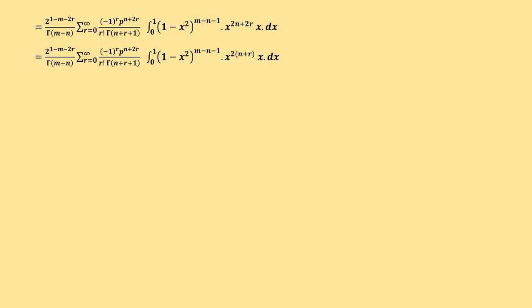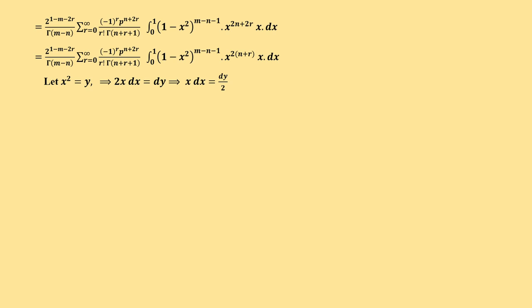That is equal to 2 power 1 minus m minus 2r by gamma(m minus n), summation r equals 0 to infinity, minus 1 power r, p power n plus 2r by r factorial gamma(n plus r plus 1), integral 0 to 1, 1 minus x square power m minus n minus 1 (2 is common), so x power 2 into n plus r, into x into dx.